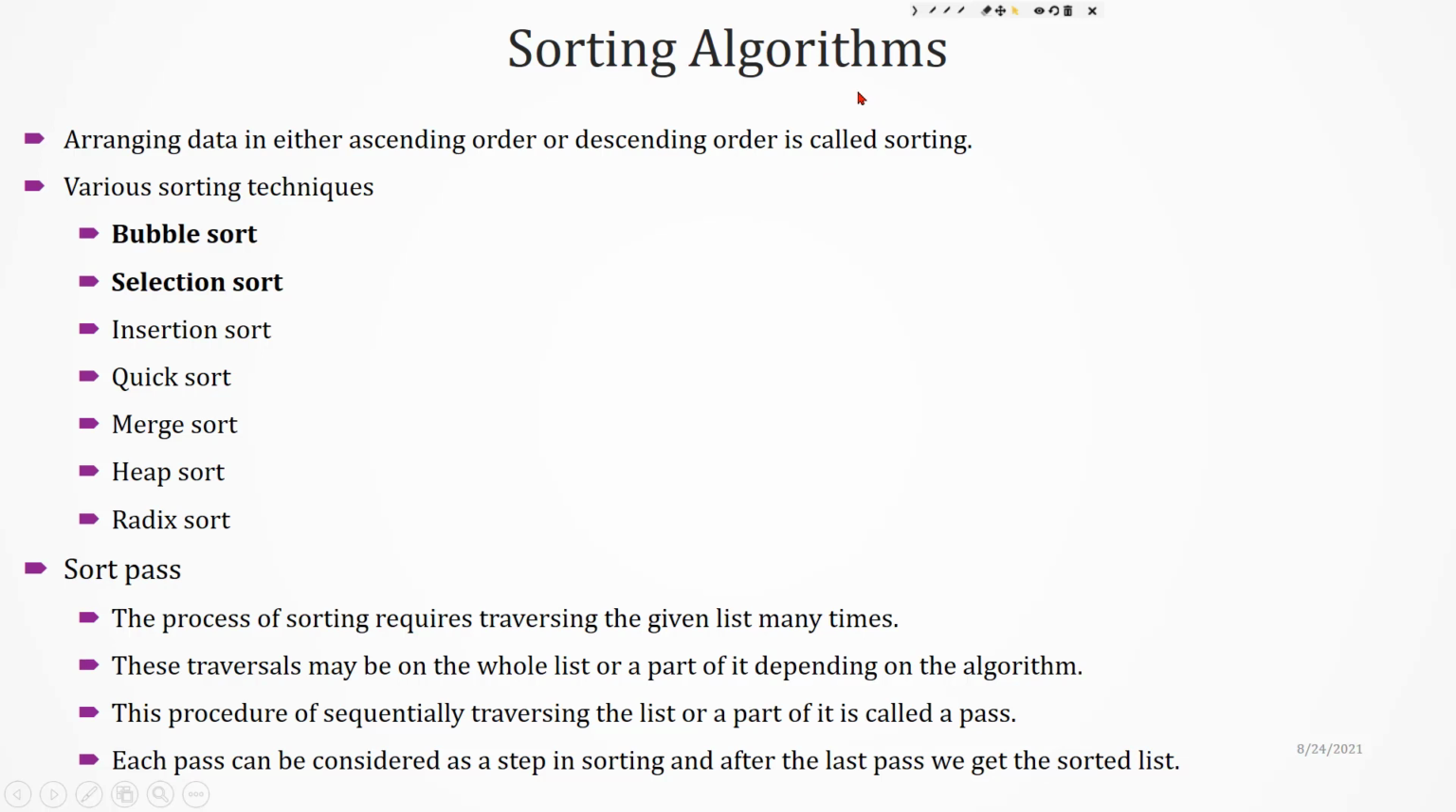So today we are going to discuss sorting algorithms. Arranging data in either ascending order or descending order is called sorting. Here we have a set of data. Either it will be some numbers or integers or a list of names. If we arrange those data in either increasing order or decreasing order, we call that process sorting.